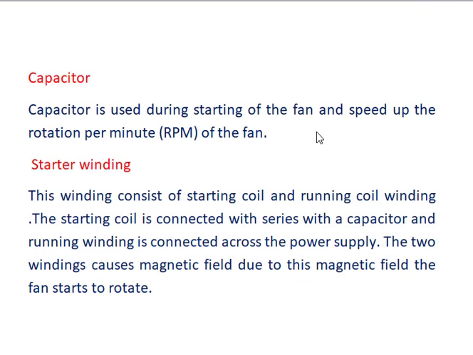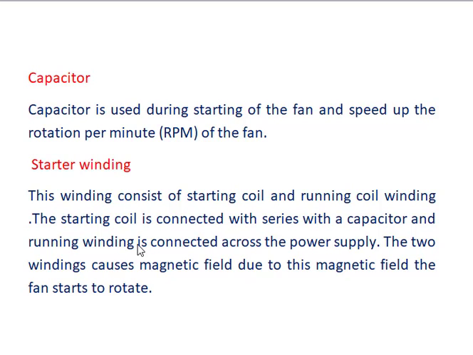The capacitor present in the ceiling fan is used during the starting of the fan and to speed up the rotation per minute of the fan. The starter winding consists of two types of coil. One is a running coil and the other is a starting coil. The starting coil is connected in series with a capacitor and the running winding is connected across the power supply.